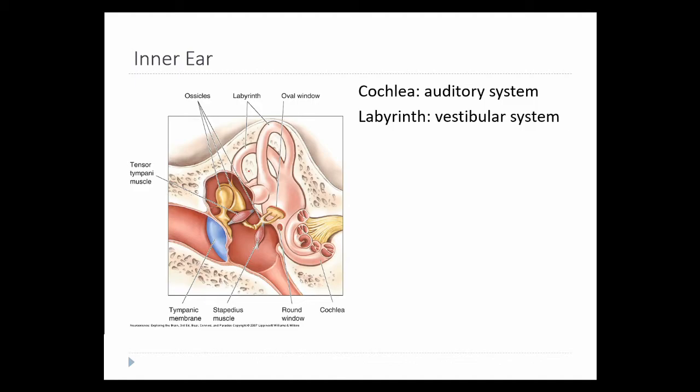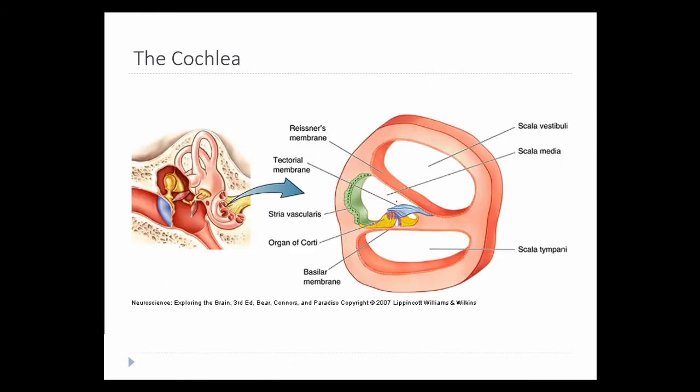And so we'll talk about that later. But they are connected. They actually share the same fluid. They're continuous with each other, and there are some similarities in how they transduce their respective stimuli. So that's why they kind of go together. But for now, we're just focusing on the cochlea, because that is the sensory organ for sound.